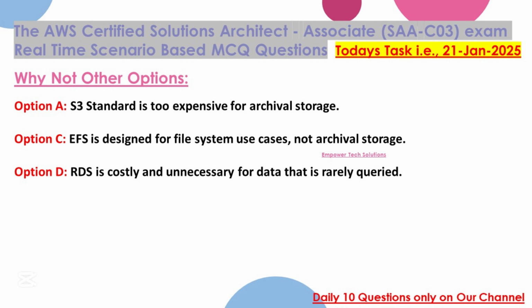Why not other options? Option A. S3 standard is too expensive for archival storage. Option C. EFS is designed for file system use cases, not archival storage. Option D. RDS is costly and unnecessary for data that is rarely queried.